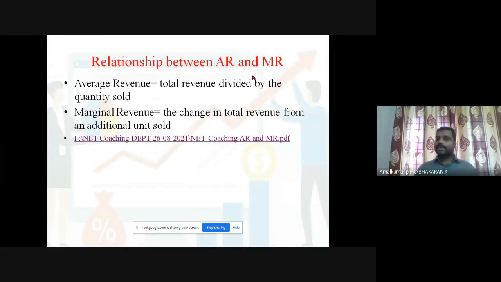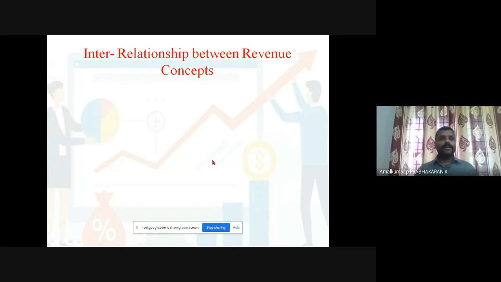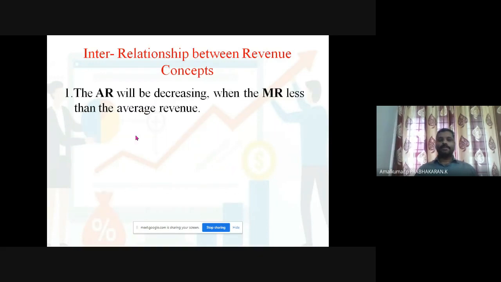So this is a relationship between average revenue and marginal revenue. Once again, average revenue is the total revenue divided by the total quantity sold, and marginal revenue is the change in the total revenue from an additional unit sold. Then the interrelationship between the revenue concepts, that is average revenue and marginal revenue.